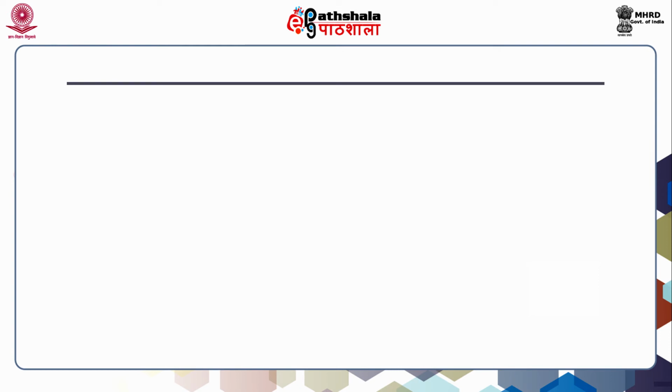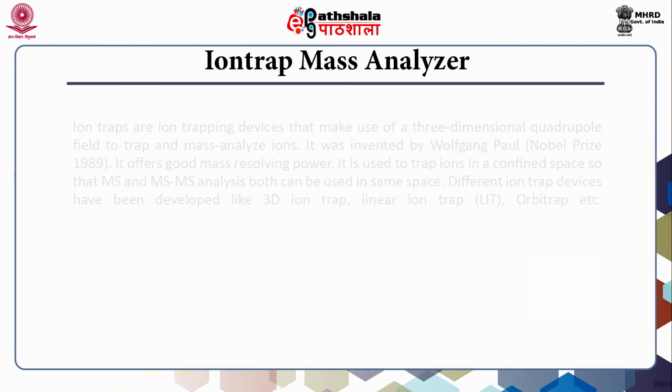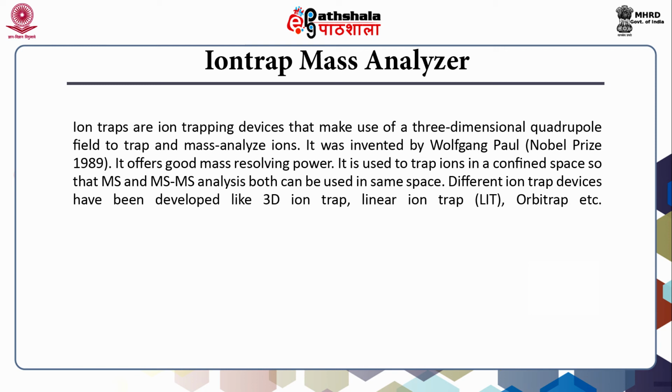The third most commonly used is the ion trap mass analyzer. Ion traps are ion trapping devices that make use of a 3-dimensional quadrupole field to trap and mass analyze ions. It was invented by Wolfgang Paul, who won the Nobel Prize in the year 1989. It offers a good mass resolving power. It is used to trap ions in a confined space so that MS and MS-MS analysis can both be used in the same space. Different ion trap devices have been developed like 3D ion trap, linear ion trap, orbitrap, etc.